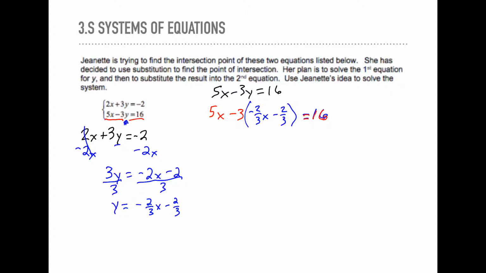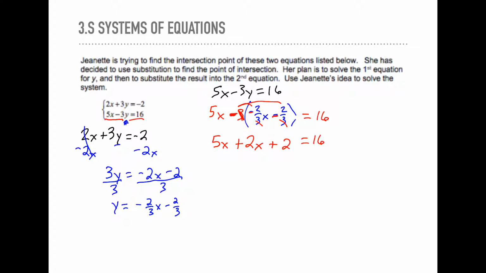Equal to 16. Very nice. Let me erase that, make sure it's all the same color. So equal to 16. All right, so let's distribute. So we've got 5x, and I want to distribute the negative 3 to the negative 2/3x, and note that the negatives are going to cancel there, and a negative times a negative is a positive, so that's going to leave me with a positive 2x. And then let's distribute here. Once again, the 3's cancel. A negative times a negative is a positive, so once again we're going to have a positive, and I would just be left with 2 equals 16.